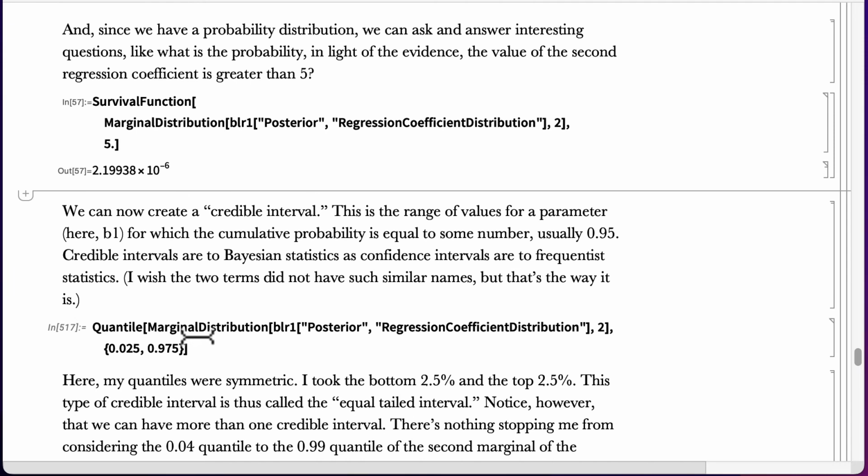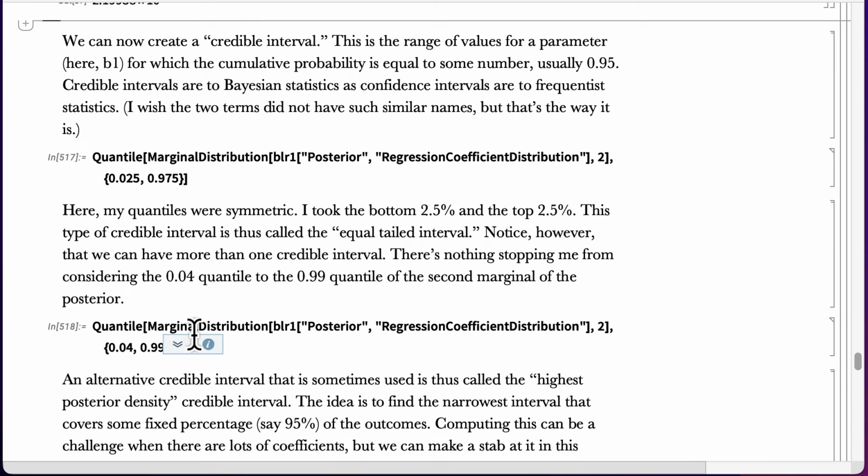Moreover, we can now create something called a credible interval. This is the range of values for a parameter for which the cumulative probability that the correct answer falls within that interval is equal to some number, usually 0.95, although Professor McElreath, who writes wonderful books on Bayesian statistics, thinks you should use 0.89. You can email him to see why. But credible intervals are to Bayesian statistics as confidence intervals are to frequentist statistics. And I wish they didn't have the same initials, but they do.